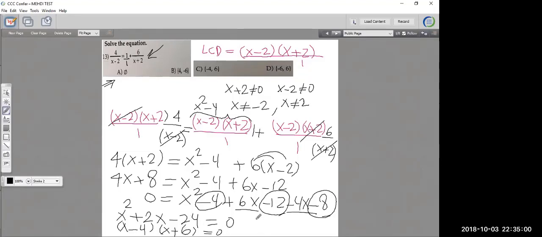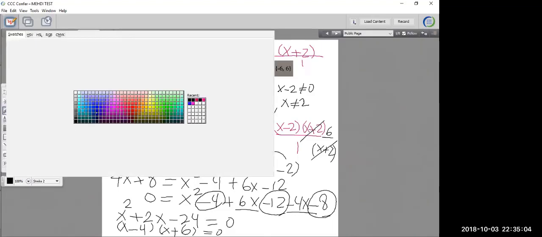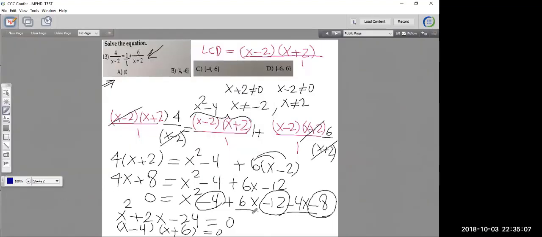Everything is there. So my solutions would be x minus 4 equal to 0. That's one solution. x minus 4 equal to 0 means x equal to 4. Or x plus 6 is equal to 0. That means x equal to minus 6. So 4 and minus 6 should be the correct answer: x equal to 4 and x equal to minus 6.